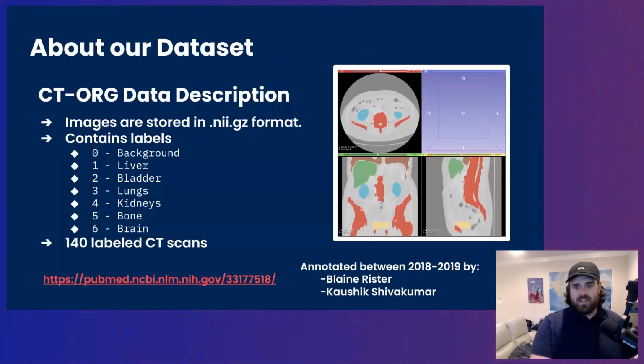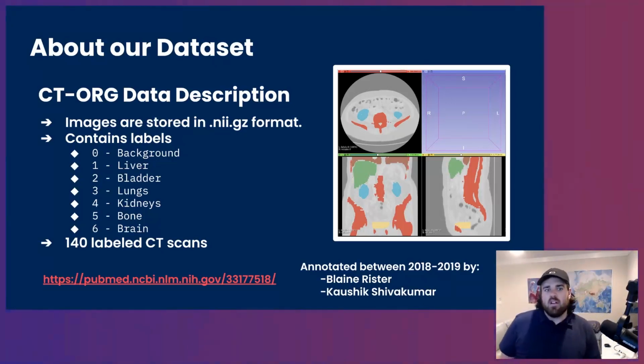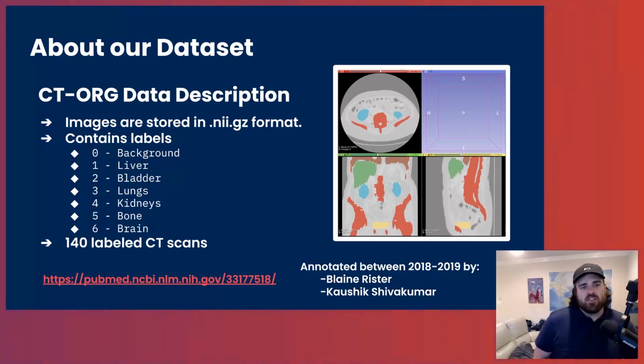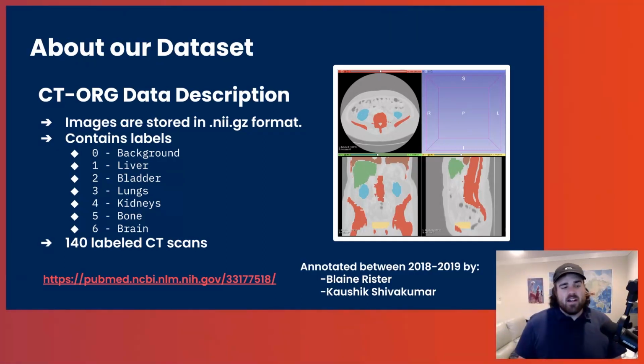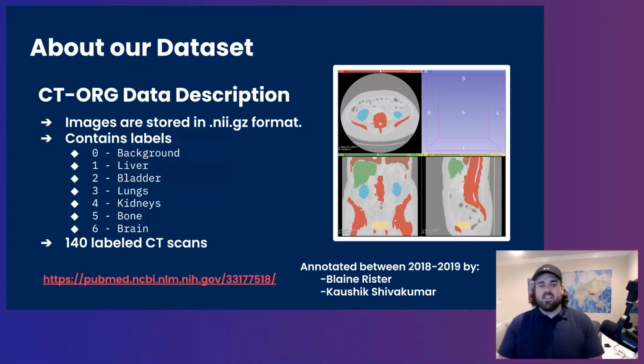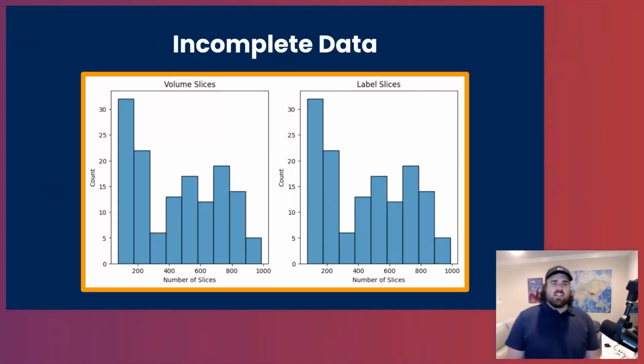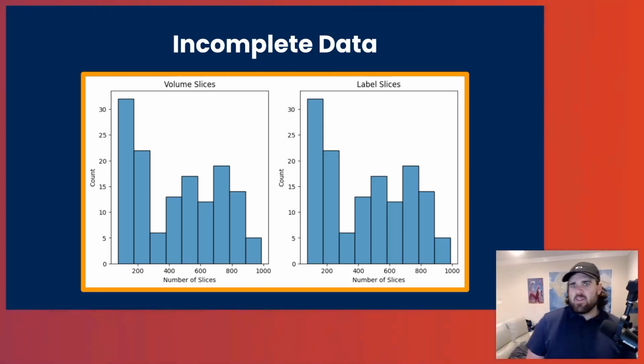So, more about our data set. Right now I've just been using the CT-ORG data set, where the scans are stored in an nii.gz format, and they contain the labels background, liver, bladder, lungs, kidneys, bone, and brain. This data set has 140 labeled CT scans, and it was annotated in the years 2018, 2019. And this is where I got the data.